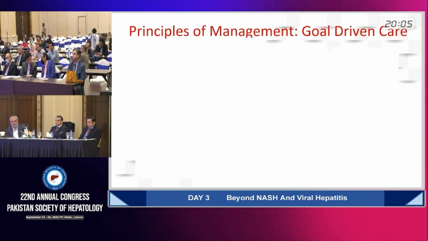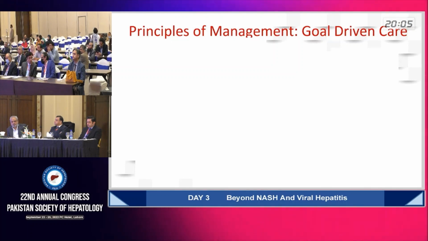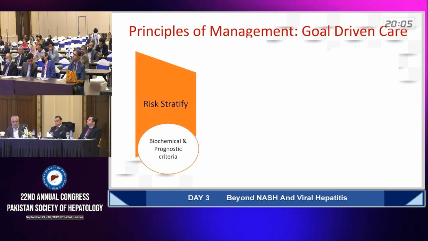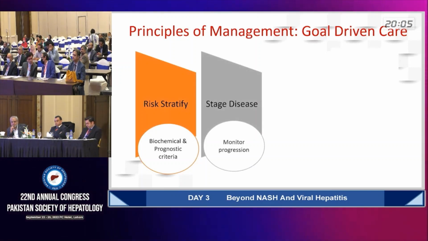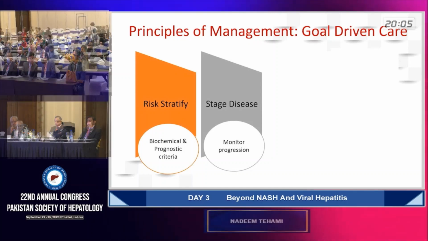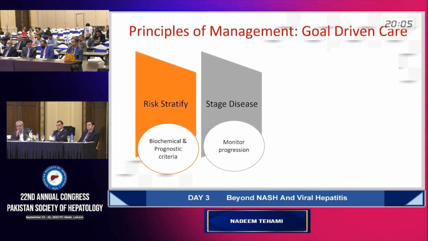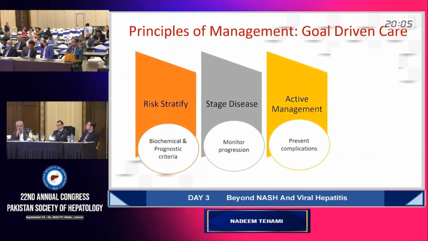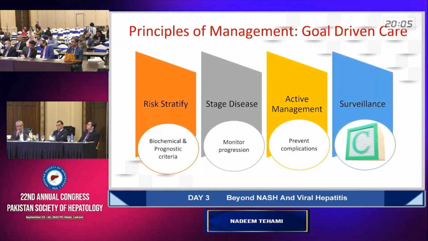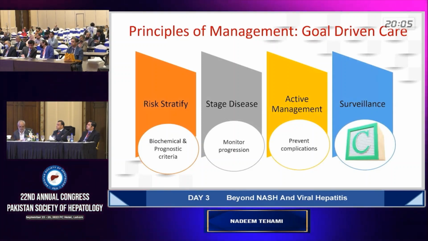In terms of the principles of management, which remains pretty much the same, the focus is goal-driven care. So after initial diagnosis, we try to risk stratify a patient and stage the disease so that we know how to monitor them and what the interval of the follow-up should be. We want to manage their symptoms actively to prevent complications of the disease, and then enroll them into the surveillance program, as risk is a big C word here.